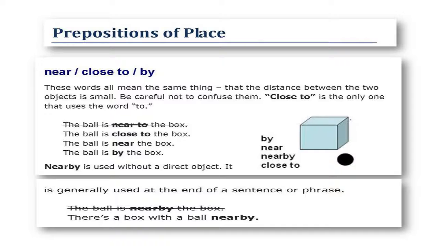Nearby is used without a direct object. It is generally used at the end of a sentence or phrase. The ball is nearby the box is incorrect. The correct sentence is, there's a box with the ball nearby.